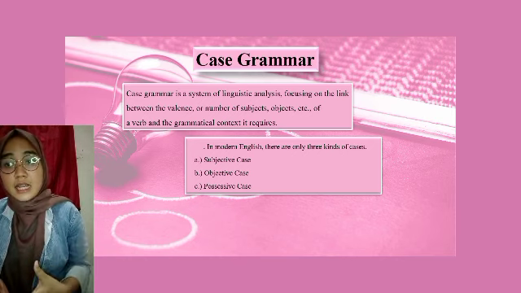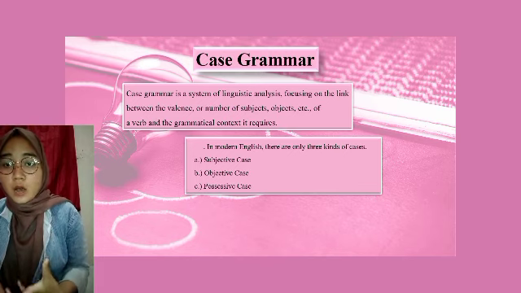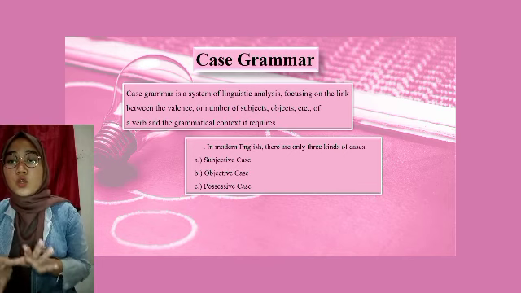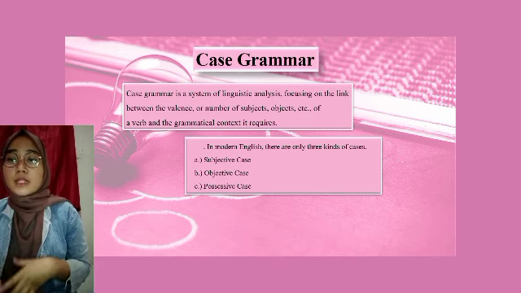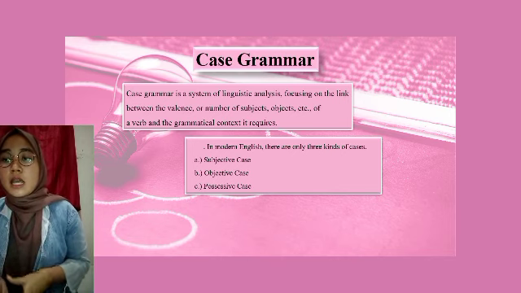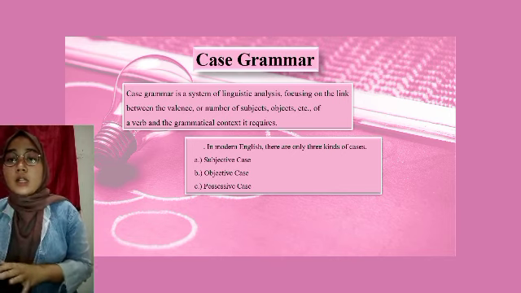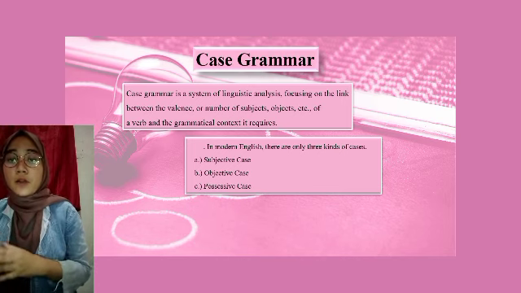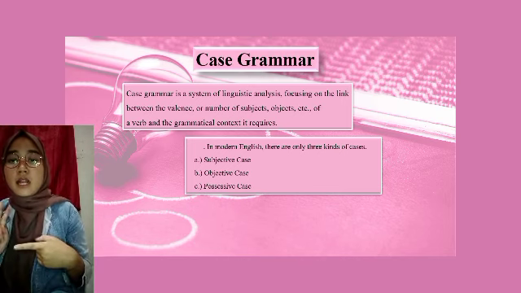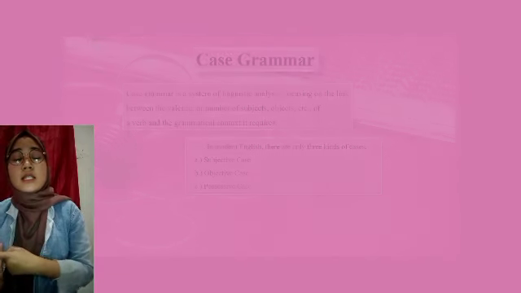The case indicates the grammatical function of nouns and pronouns according to their relation with the rest of the words in a sentence. In modern English, there are only three kinds of case. First, subjective case, and then objective case, and the last is possessive case.